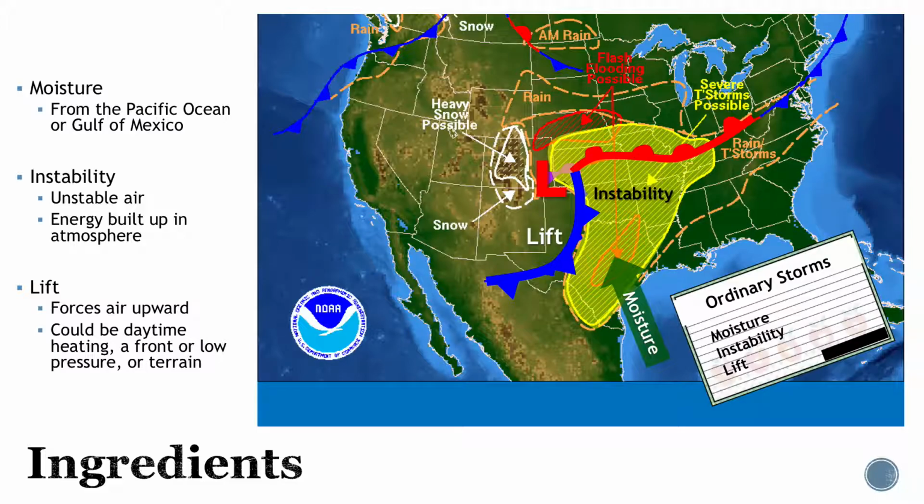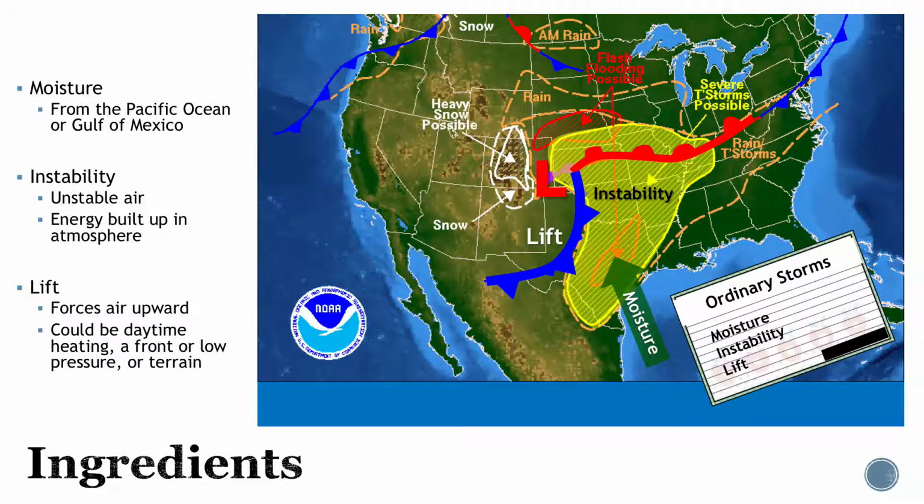So we need that. And then we need a source of lift. We need a way to get all of that moisture and instability going upwards in the atmosphere so that it can condense and basically form those thunderstorms. So that can either be daytime heating, as in the sun can cause that lift. Remember that warm air rises, so as the sun heats the earth, that air begins to move upward. Fronts and low pressure systems, we've both learned, cause upward motion. And terrain, if you get air being forced up a mountain, that can also be a source of lift.